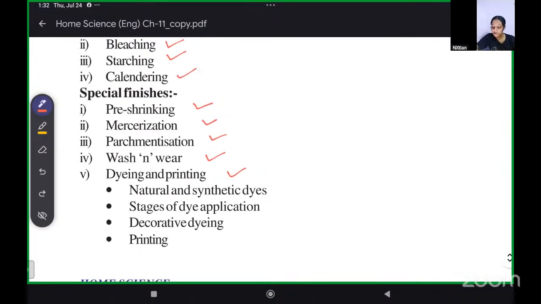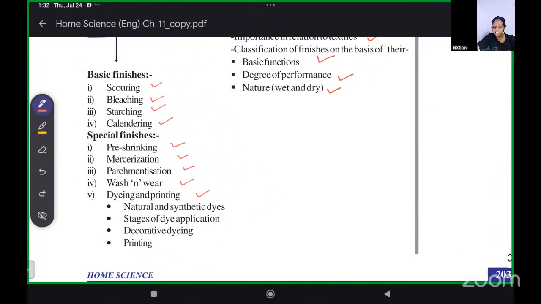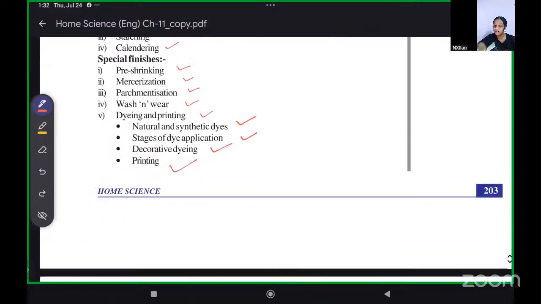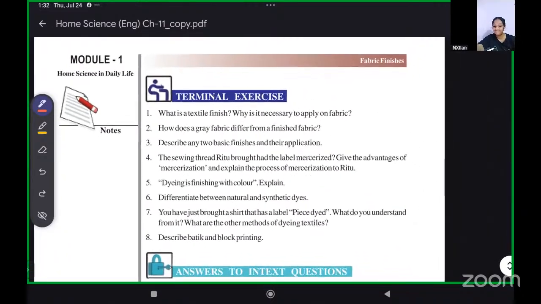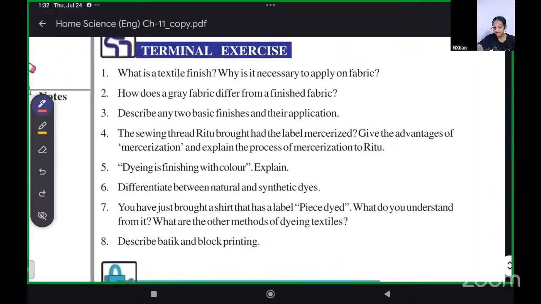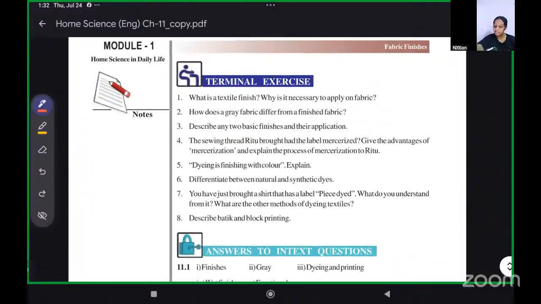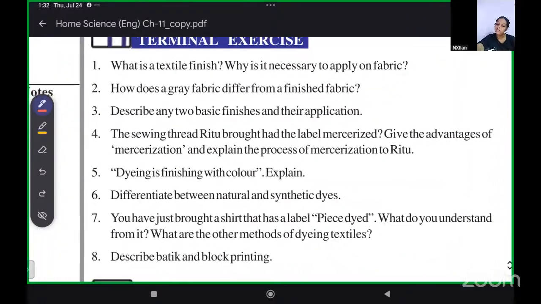Okay. Then in dyeing and printing, we saw natural and synthetic dyes, stages of application of dye, decorative dyeing, printing, techniques of dyeing. Okay. Now, we have some terminal exercises that people do.